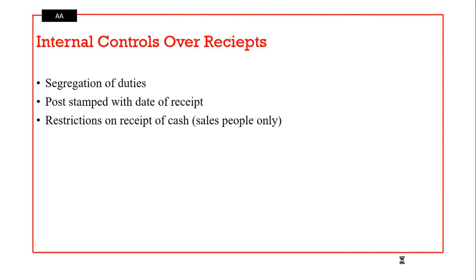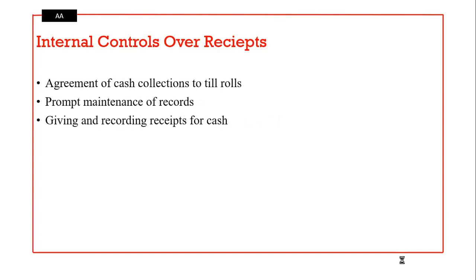Then there must be restriction on receipts of cash. Salespeople are the only ones to handle cash receipts, but I think many companies today are encouraging cash deposits. There must be agreement of cash collections to tills to ensure the cash received, the physical cash, is marrying or equal to the book value. There must be prompt maintenance of records. Again, this is a very important point here.